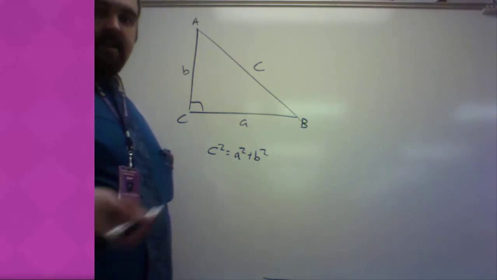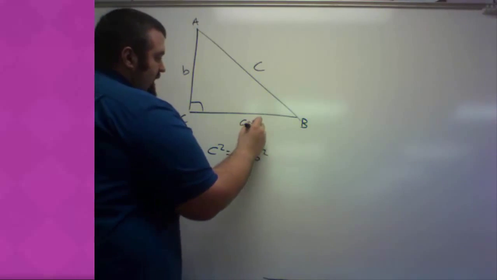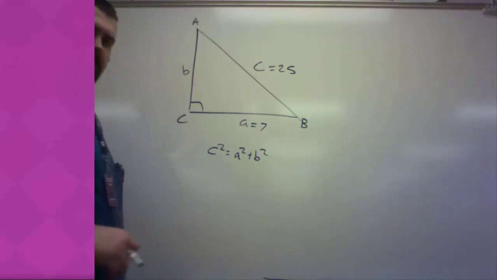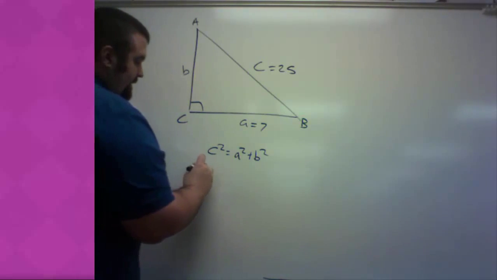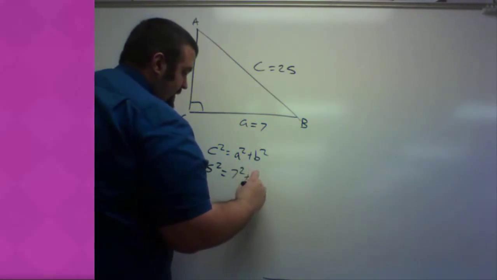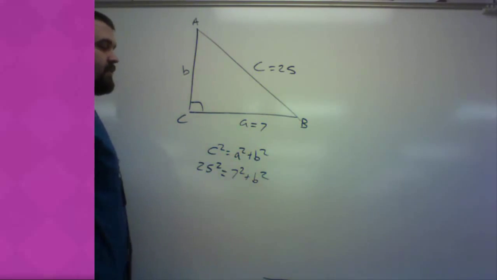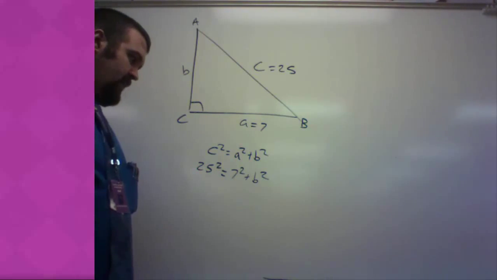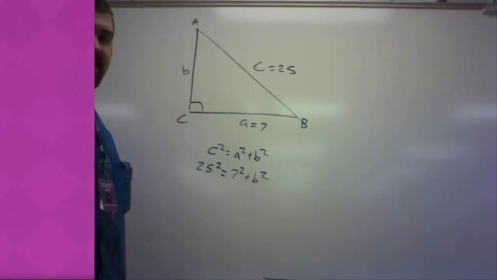That's all it is. If I gave you numbers here, like for instance, a here is 7, c is 25, you just plug the numbers into their appropriate spot. C being 25, I put it over here, c squared equals 7 squared plus b squared. Solve for your unknown, b. That's all Pythagorean's theorem requires us to do. It's pretty nice, simple, straightforward theorem.